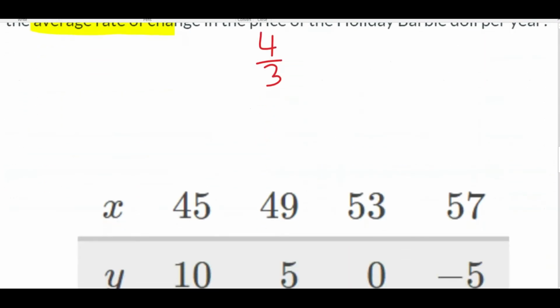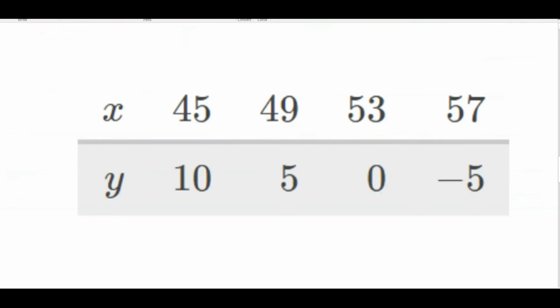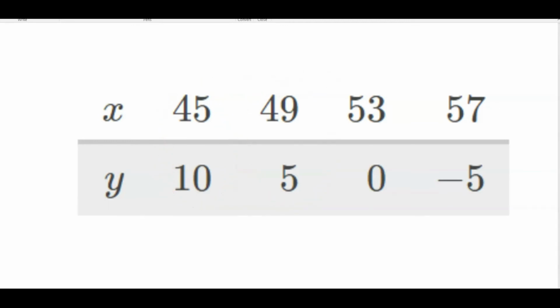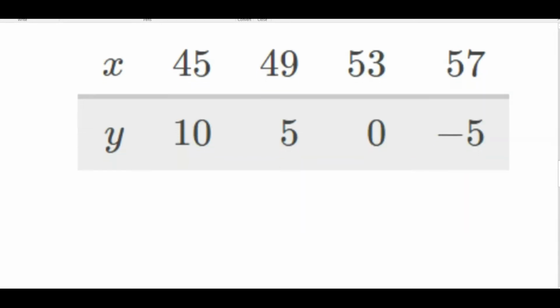Now, they may also give you this as a table. They'll give you a bunch of points, x, y's. They give you an x and a y here, an x and a y here, and they ask you to find the slope. It doesn't matter which 2 points I choose, but I'm going to subtract, just like we did before. I'm going to subtract an x from an x and a y from a y.